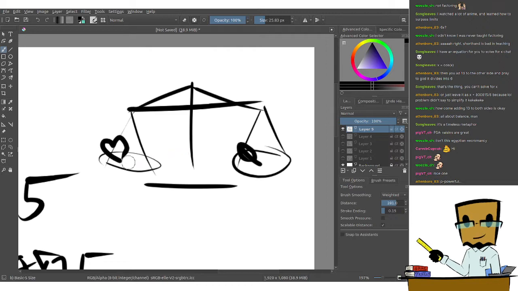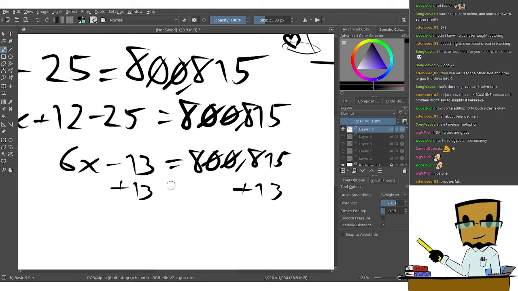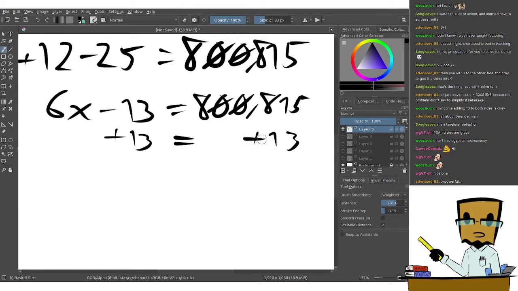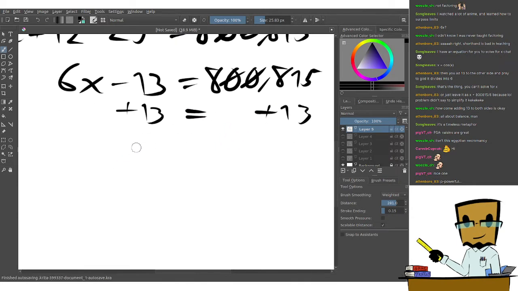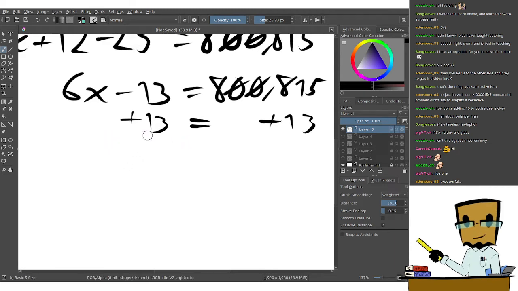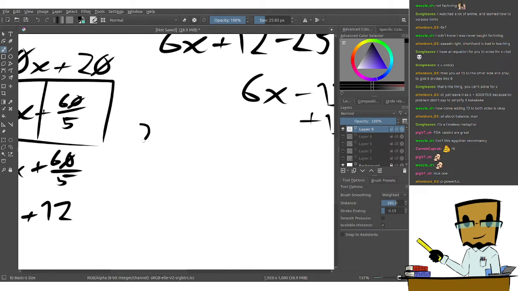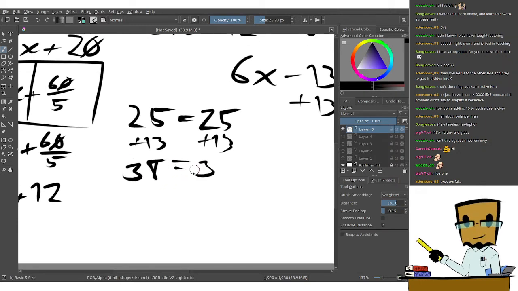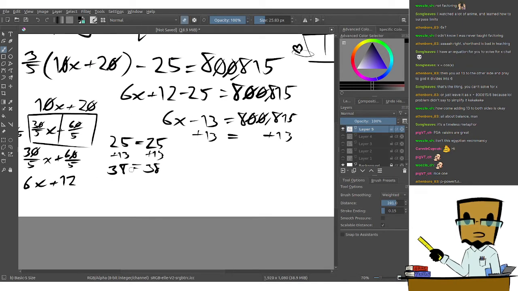But anyways, you can think... Yeah. So obviously, these are both equivalent. The equal sign is stating the fact that 6x minus 13 is the exact same weight as 815. And if we press down or release the scales evenly, then they're equal. You say 25 equals 25, and we add 13 to both sides. We still get a true equation of 38 equals 38. There you go. Welcome to Algebra 1.